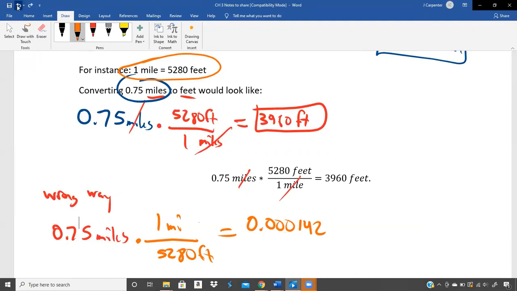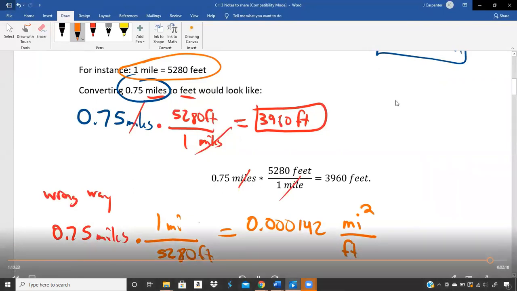But here's another way we can tell that it's wrong. Let's actually pay attention to the units. Now, in the proper way, we had miles in the top and miles in the bottom. Anything top and bottom cancel. That's not the case here. These miles are both in the top. When you have 5 times 5, yes, it's 25, but think in exponents, it's 5 squared. When you have 7 times 7, it's 7 squared. When you have x times x, it's x squared. Units work exactly the same way. So miles times miles is miles squared. The feet unit is still in the bottom. So 0.75 miles is equivalent to 0.000142 miles squared per foot.